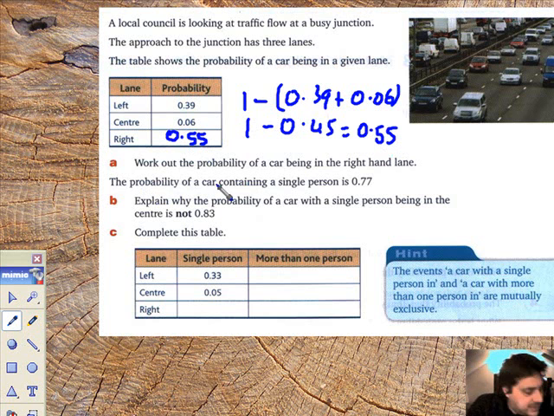The probability of a car containing a single person is 0.77. Now, explain why the probability of a car with a single person being in the centre is not 0.83. Well, the centre is 0.06, and having a single person in the car, that is to say a driver alone, is 0.77. So why shouldn't you add these 2 probabilities and in fact get the answer of 0.83? Answer: you can't do that, because being the single driver in the car and being in the centre lane are not mutually exclusive events.